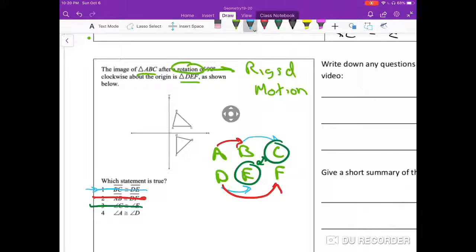And that leaves me with my last choice, which is A and D. We know that A and D line up with one another because that's how I drew out my letters. So that has to be the correct answer. So we have angle A is congruent to angle D.